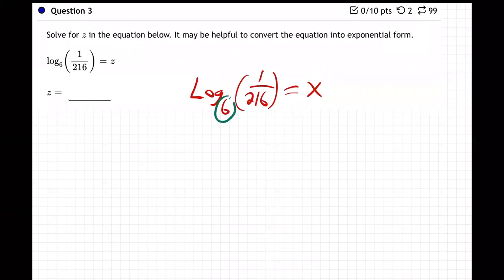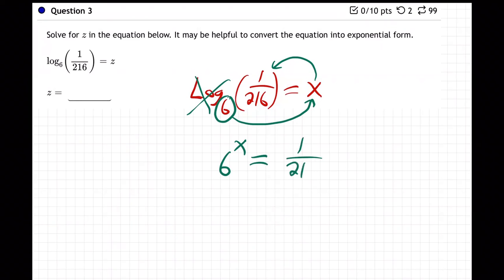How do you do that? You grab the base and you do this little swish thing. And the log word drops off when you do that. So 6 to the x equals 1 over 216. That makes sense. So we just changed from log language to power language, and we dropped the log word.